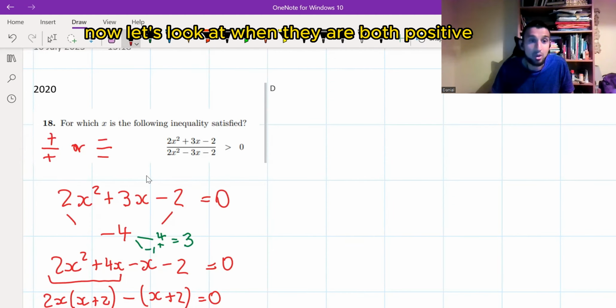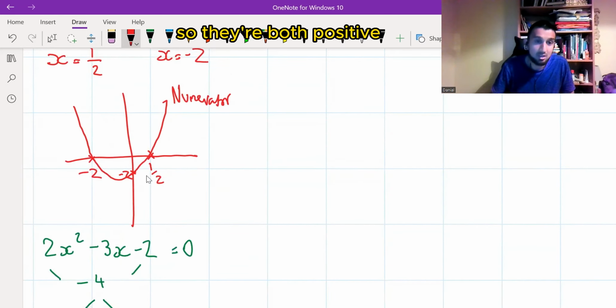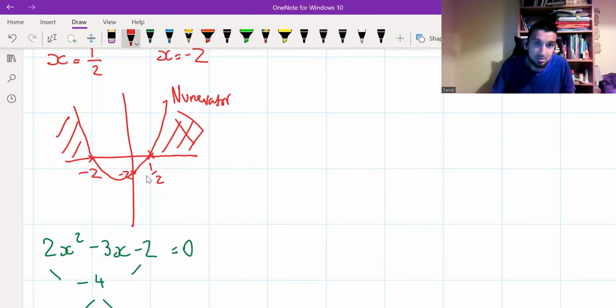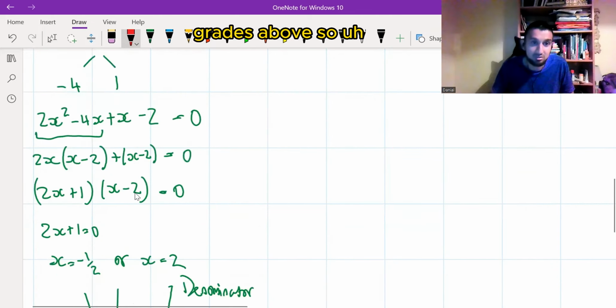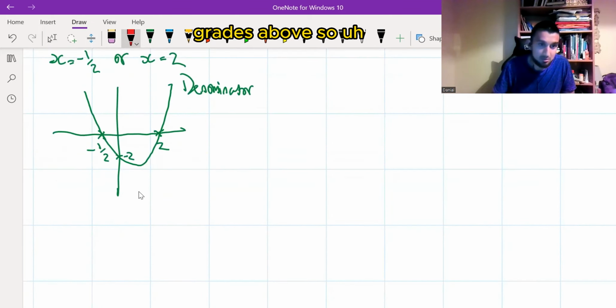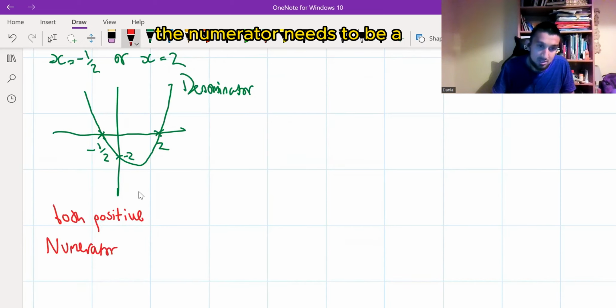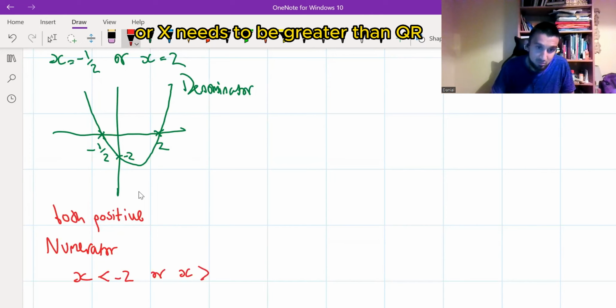Now let's look at when they are both positive. This one is positive for this region, isn't it? So this one is positive for less than -2 and greater than half. So both positive: the numerator needs x to be less than -2, or x to be greater than half.